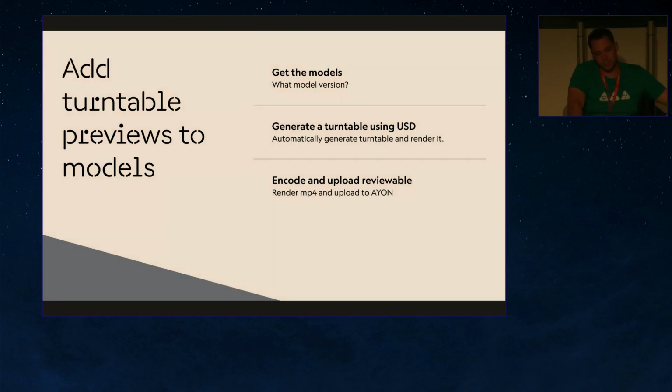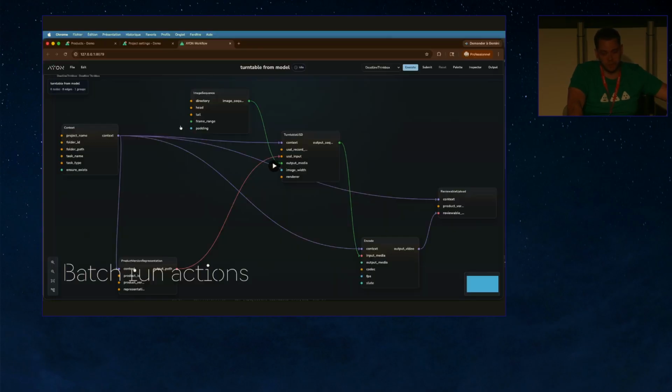So what else can we do? We can also add turntable previews to models that are already on our AYON web frontend, but we don't have any previews for. So if you make a graph like that, what do we need to do? We need to get the models. We need to know which model version we want to generate it for. Again, we're going to generate turntables using USD. And in the end, all we're going to do is encode and upload reviewables. You can kind of see the pattern here that these are all relatively simple steps.